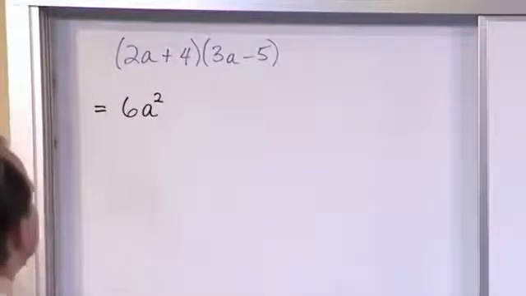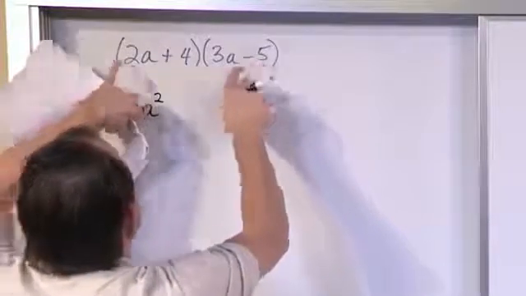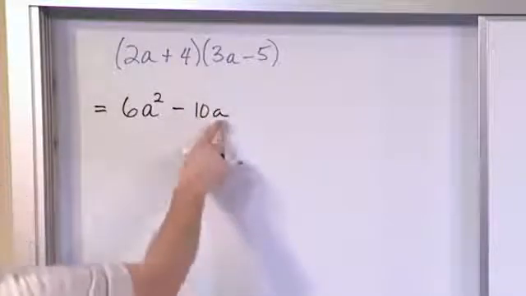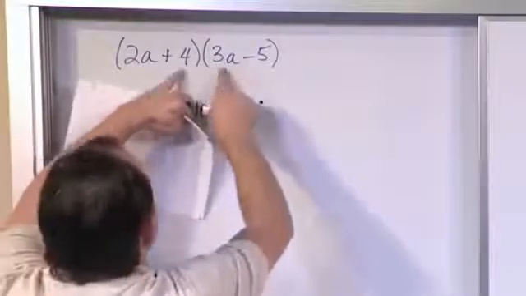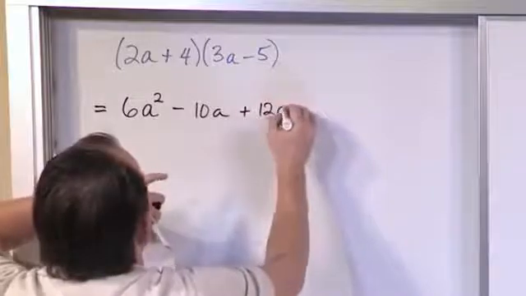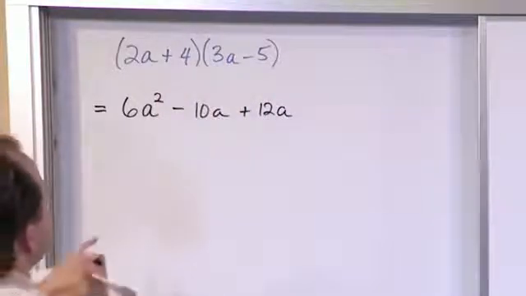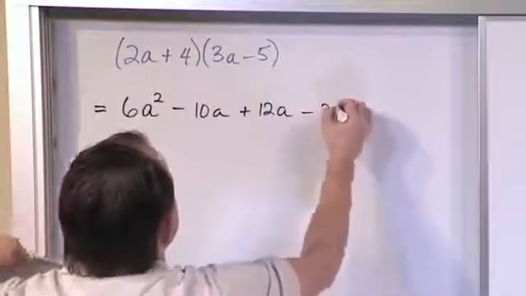And then we go to the outside terms. These are the outside terms. 2a times negative 5 gives me negative 10a. This 2 times 5 is 10. Of course, you have a negative, and then you have the a there. And then you have the inside terms, FOIL. 4 times 3 is 12a. It's positive because I have positive numbers in both places. And then I have the last terms. These are the last terms. Negative 5 times 4 is negative 20.